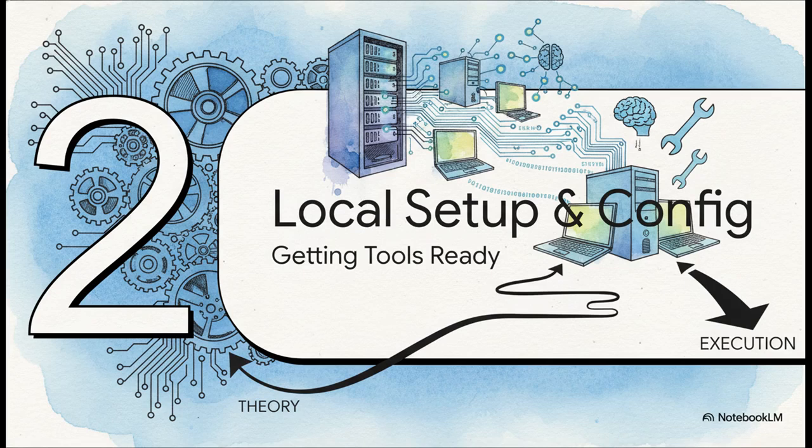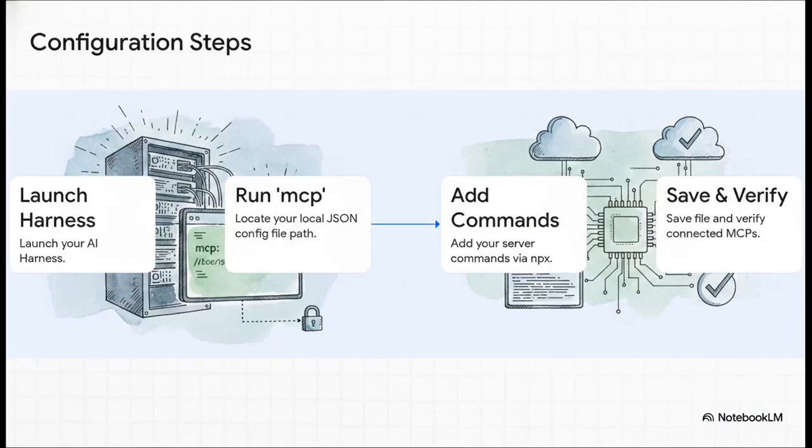Okay, moving on to Section 2, Local Setup and Configuration, getting your tools ready. This is where we go from theory to execution and get these things running directly in your local directory. To configure your local environment, locating your local configuration file is absolutely key. If you're using a harness like Claude Code, you launch it, type the command MCP, and it'll literally spit out the file path to your local JSON config file.